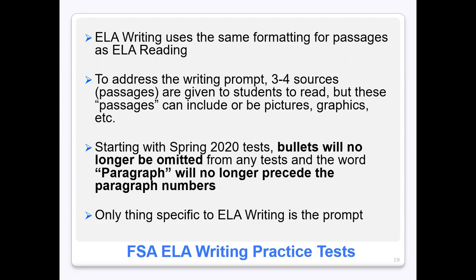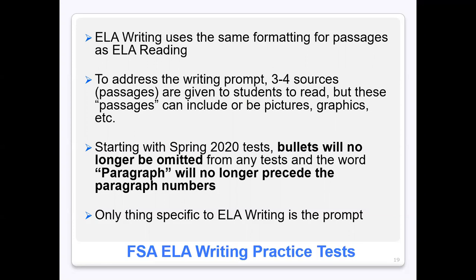And then starting with spring 2020 tests, bullets are no longer going to be omitted. Now that eBay's gone, and eBay didn't have bullet symbols, but UEB does have a bullet symbol as part of its code, and now we're fully UEB, we're going to be including bullets in all tests.